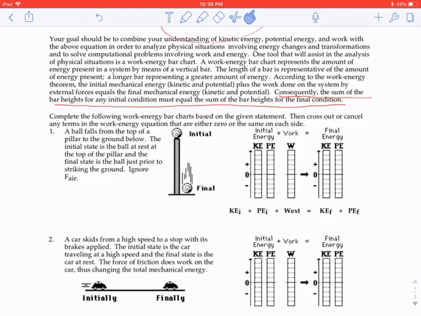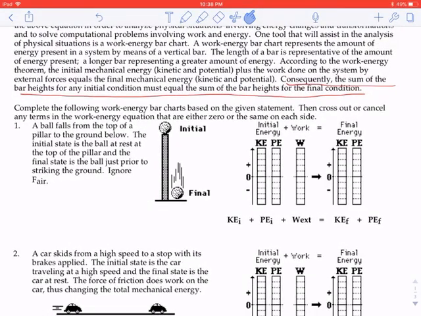Number 1 says, a ball falls from the top of a pillar to the ground below. The initial state is the ball at rest at the top of the pillar, and the final state is the ball just prior to striking the ground. Ignore the force of air resistance.